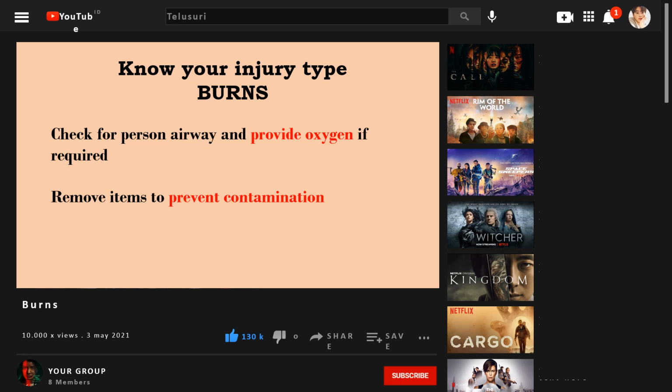And it is important to check the person's airway and provide oxygen if required. So the first step, check whether the person is conscious or unconscious. You can proceed to CPR, which is cardiopulmonary resuscitation. And you have to remove any item that can worsen the contamination by microorganisms.